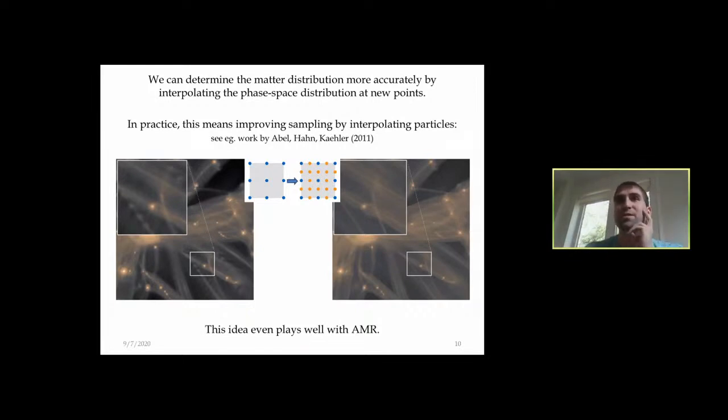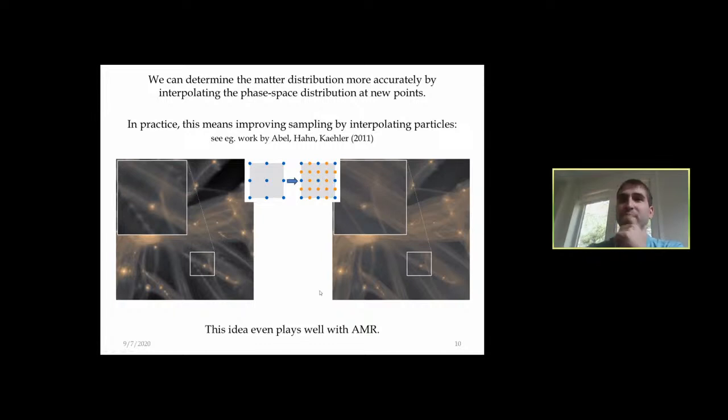This was an idea by Tom Abel, Olivia Hahn, and others. They started thinking about this at least back in 2011, I guess. And so hopefully the resolution of this is coming through the video call. You can see there are sort of numerical artifacts in the case where I haven't resolved my phase space very well. And then over here, you see it's quite a smooth, clean distribution.